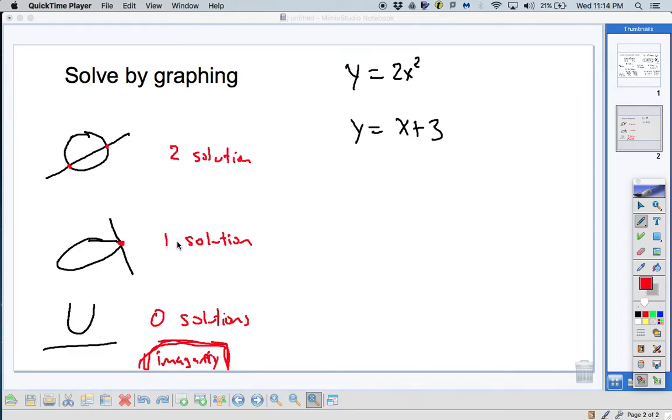In this case, sometimes you end up with the same solution twice. That's okay. It still means there's just one point, but in the quadratic, it ends up coming as a double point. And then, of course, you have the two solutions up here that we've seen.